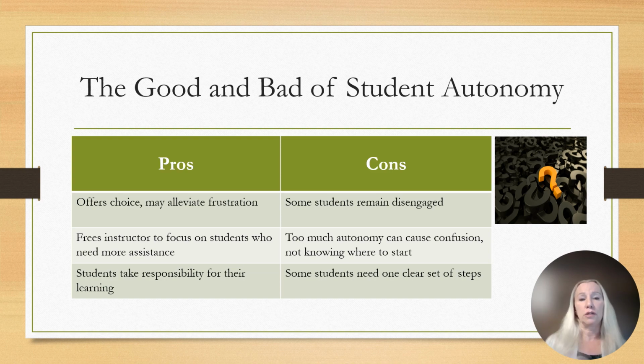So it's up to the instructor to make sure that they recognize who these students are so that they're not more frustrated from being given autonomy with their work. And then some students just need a clear set of steps. For those students, you can simplify it, perhaps give them a clear set of steps, or just let them know that they have choice A, B, or C, and kind of walk them through the process.